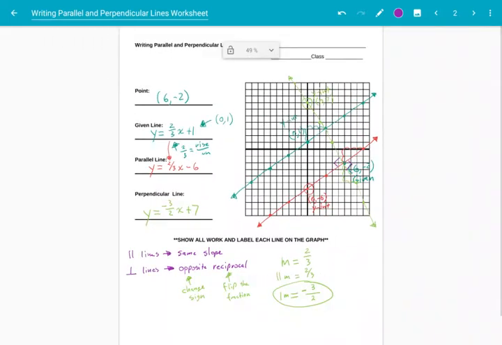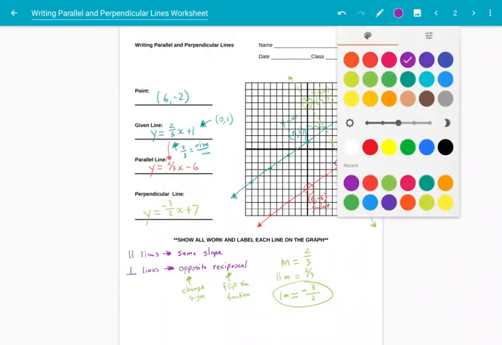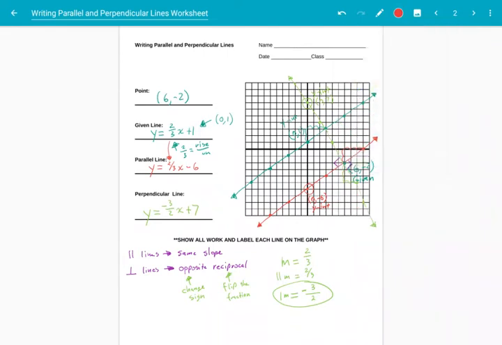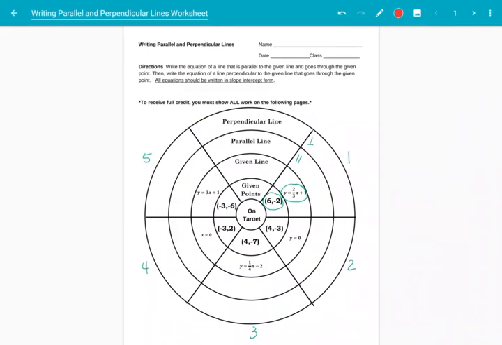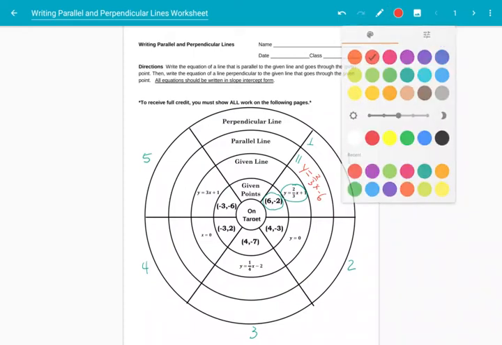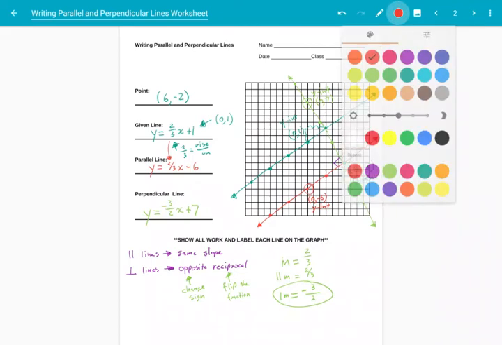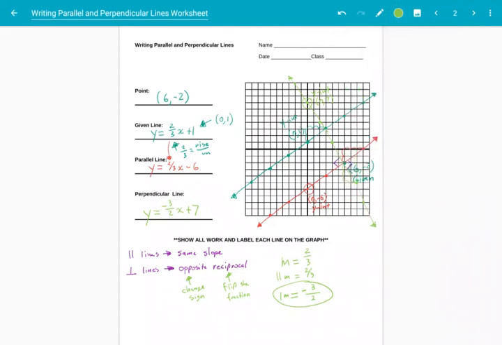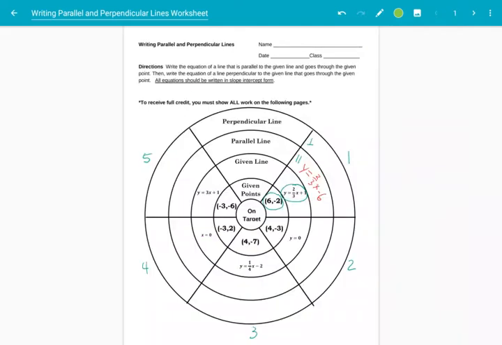All right, let's do one more. Oh, we've got to write in our equations on the front, don't we? Okay, so given line, parallel line, we use this color. Y equals 2/3 x minus 6. So that goes right here. That's the parallel line. And then the perpendicular line was y equals minus 3/2 x plus 7. There we go.